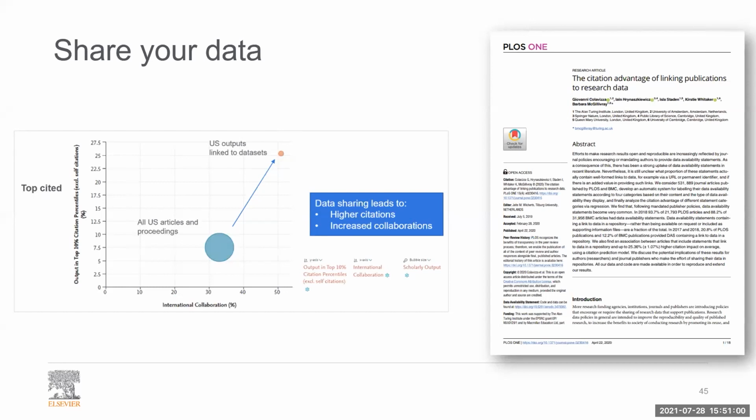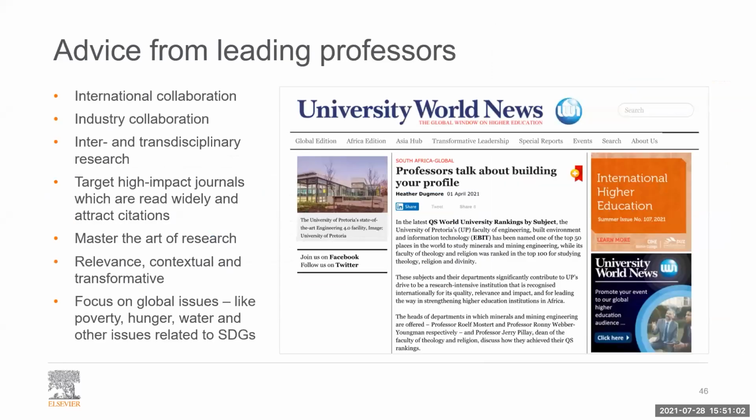And then finally, I just wanted to share, because I came across this article recently in the University World News, where professors of the University of Pretoria shared their stories about how they improved their research visibility. So it's not about the specific case here, but in terms of what were the strategies that really helped them to increase their visibility.